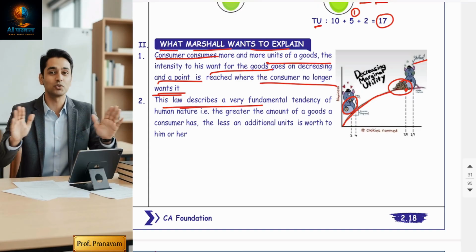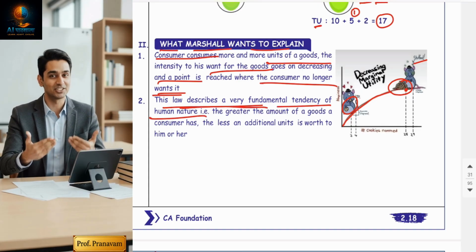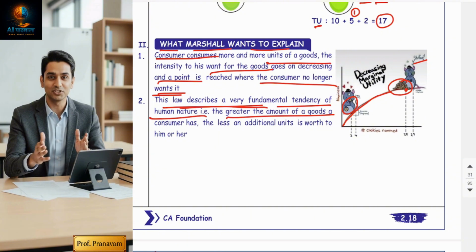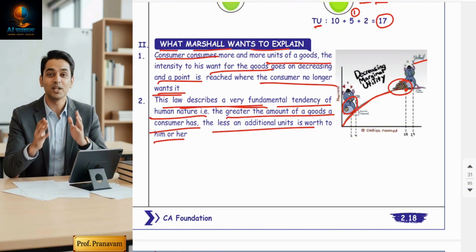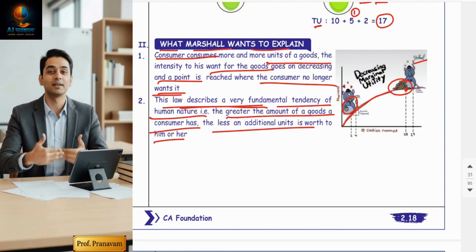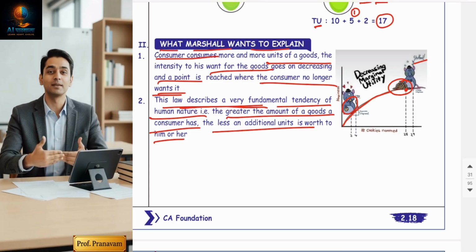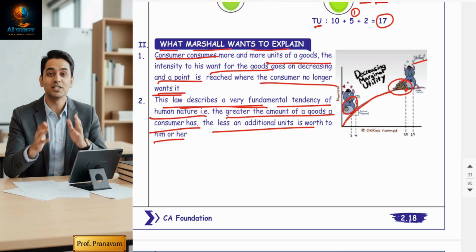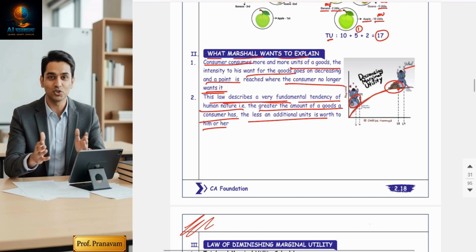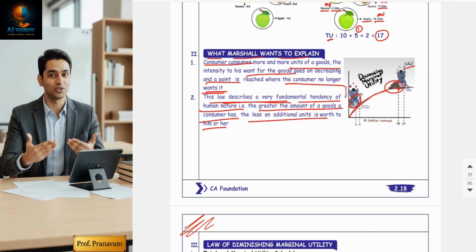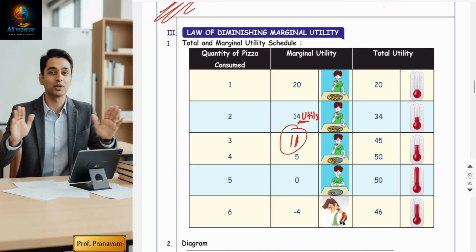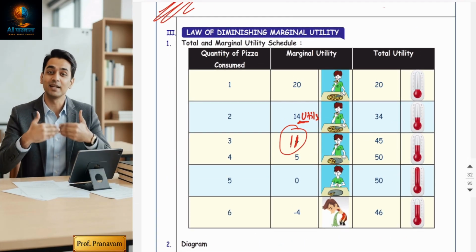Cookies is one of the examples. So I can say this law describes a very fundamental tendency of human nature. The greater the amount of goods a consumer has, the less additional units are worth to him. So can I say a catchy line? The more we get, the less we crave. Yes, the more you have, the less interested you are in getting more. Wow. So now let's understand these fundamental things.